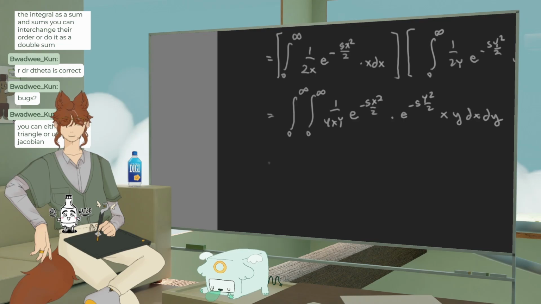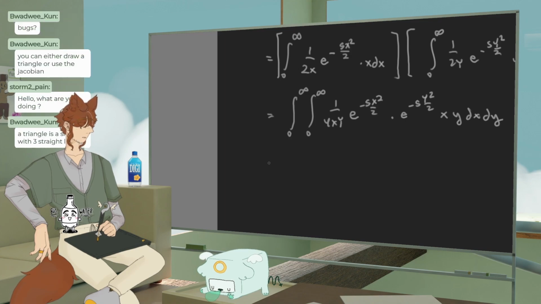You can either draw a triangle or use the Jacobian. Oh, I don't know either of those things. Oh no. Yeah, I love how he just said, no, there's a... I remember vaguely. Wait, I remember. Wait, can't I just say x equals r cosine theta?